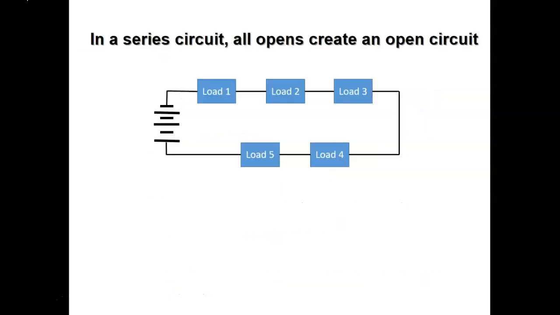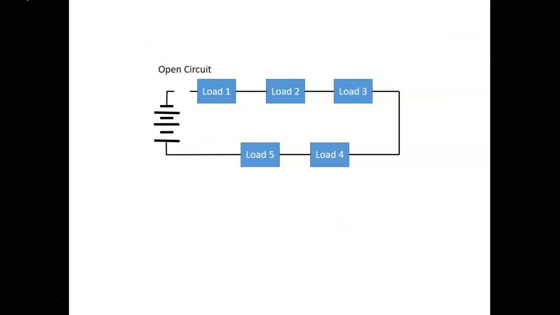Everybody good? All right. So in a series circuit, all opens create an open circuit. Why? That is the one vulnerability of a series circuit. Any open is an open circuit because you literally are breaking the circuit. If you break the circuit, it's just broken. You can't fix it. Yes, I'm trying to move through some of these animations.